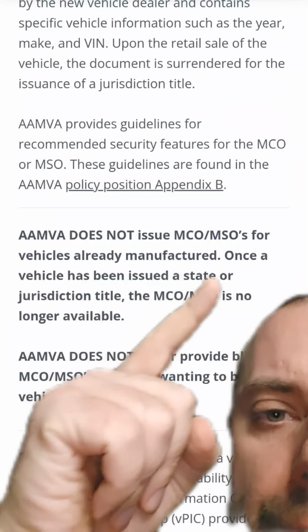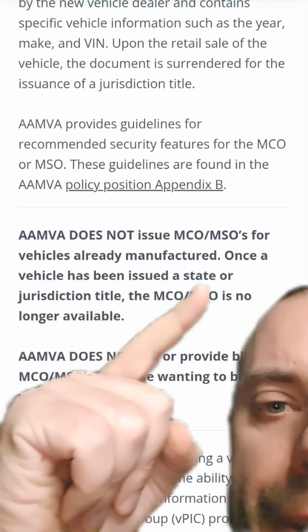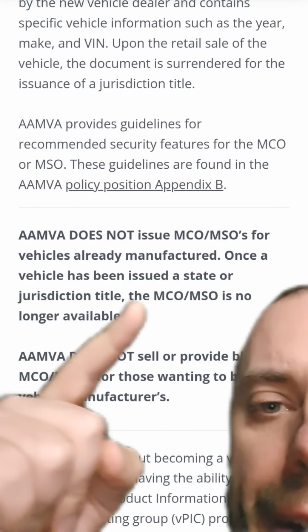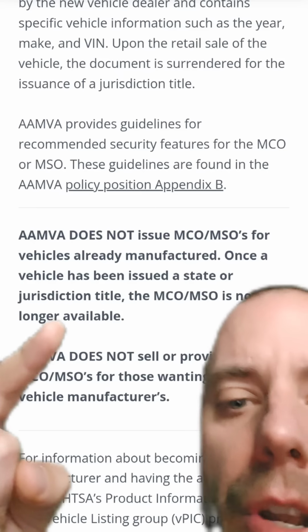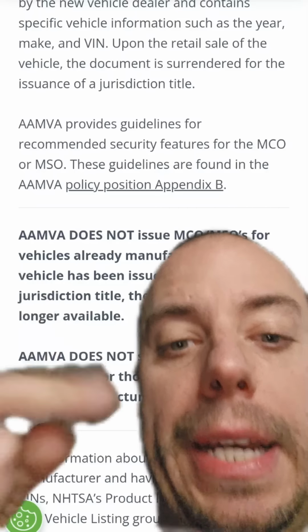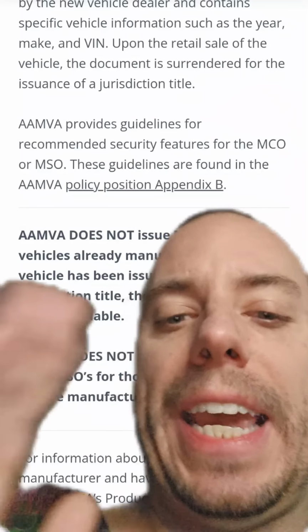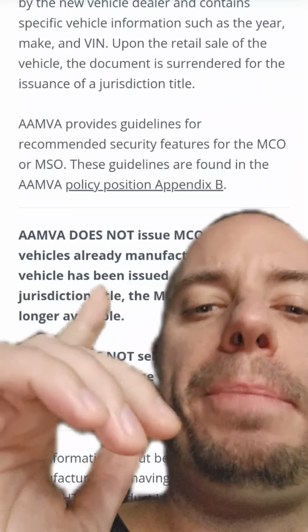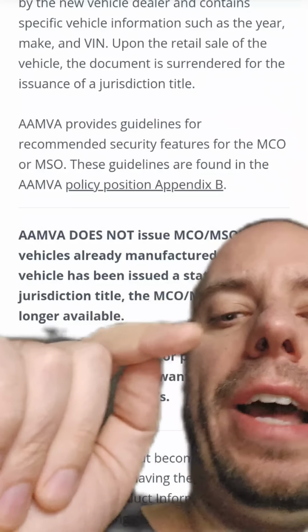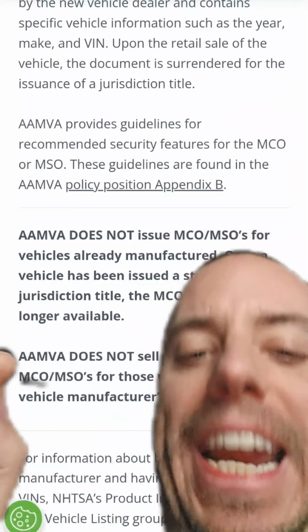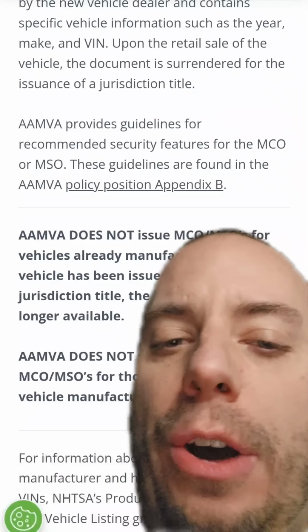Now they call it, once a vehicle has been issued a state or jurisdiction title, the MCO-MSO is no longer available. They destroy it because now they own the vehicle. You just gave your vehicle to the state. The police is policing what is owned by the state. They're not policing anything that you own.